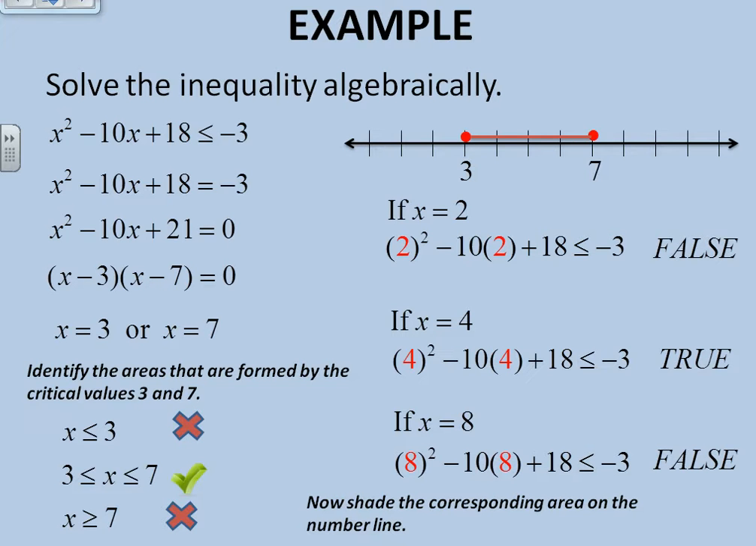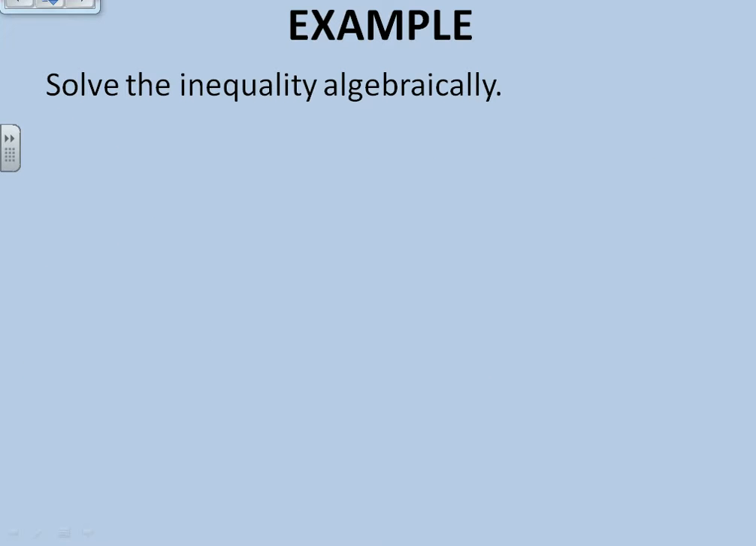And hopefully you're seeing a little bit of that. Let's go through one more example here and help you to see it maybe a little bit better. Again, we've got an inequality. x squared minus 6x plus 10 is greater than 2.